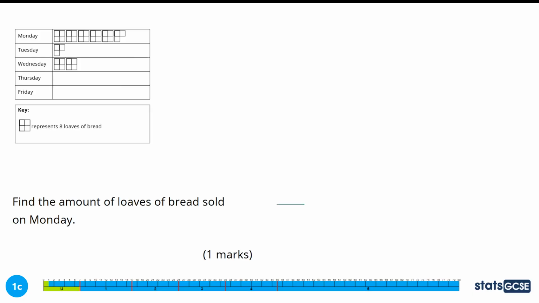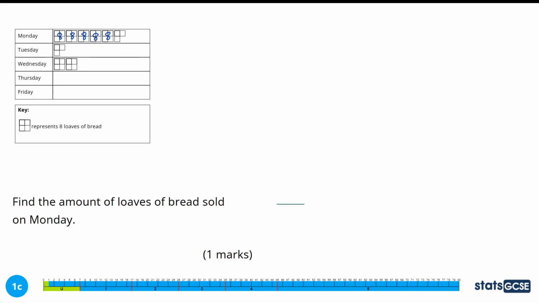Find the amount of loaves of bread sold on Monday. Looking at the key, we know that the big squares are 8, so that should be easy to find the amounts for the first 5, but here we've got a piece missing on the last one. So we need to work out what each of the little squares is worth.